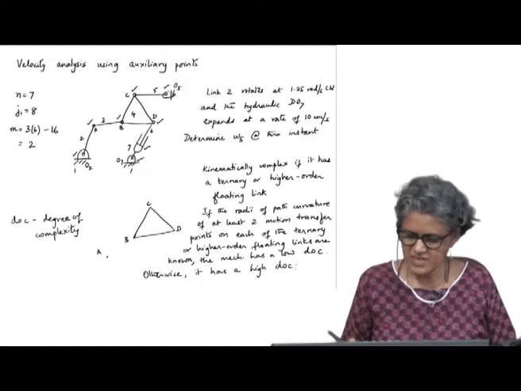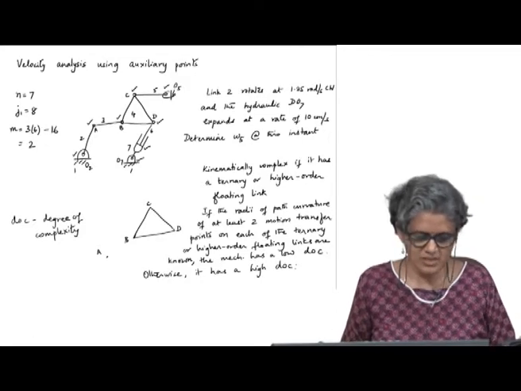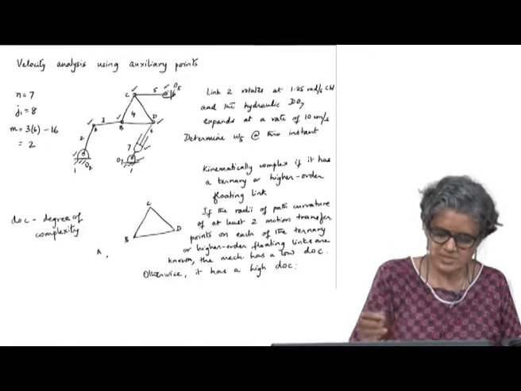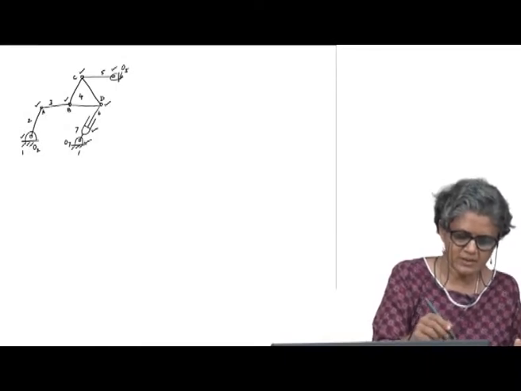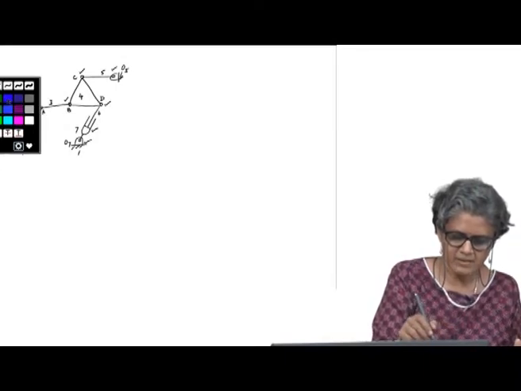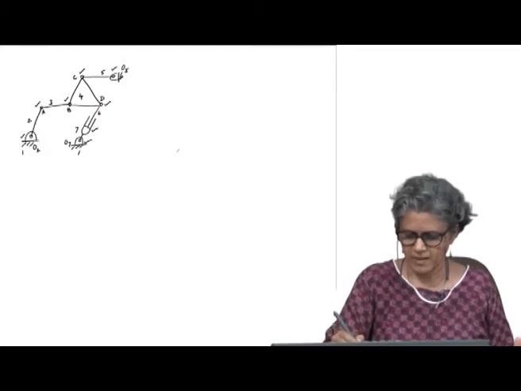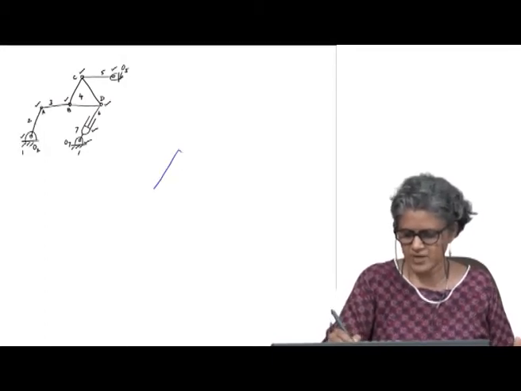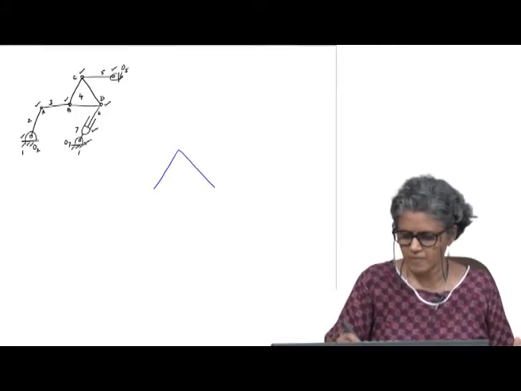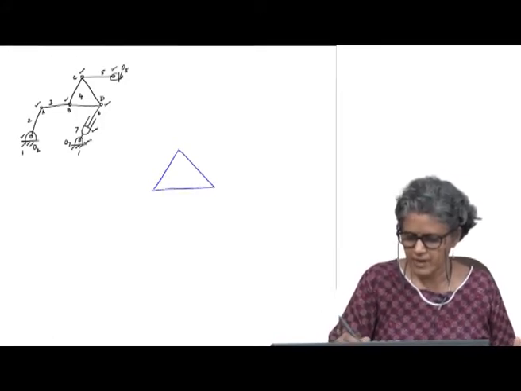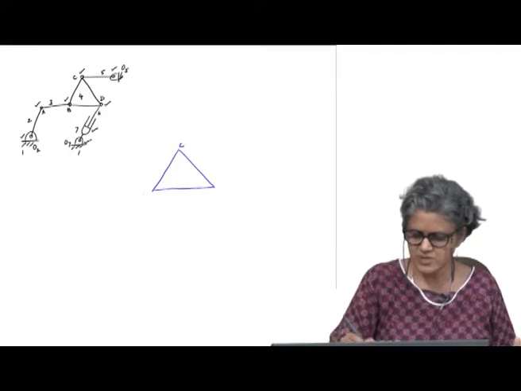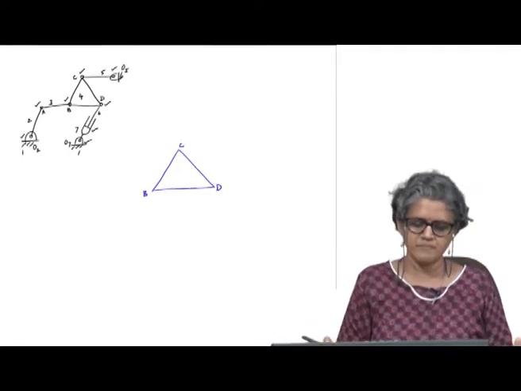So, let us try the velocity analysis using the auxiliary points. So, let us look at the ternary link of this. Okay, I have this link. I will just, for clarity, explode it, and it has the motion transfer points B, C and D. Okay.